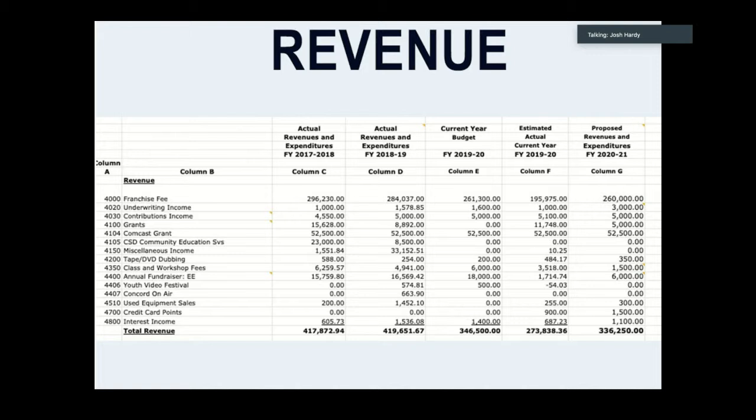Video festival zeroed, Concord on Air zeroed. Used equipment sales, we periodically rotate out equipment and sell it pretty cheap, so 300. Credit card points, this is a relatively new aspect where we get points on our credit card that can be used for a credit on our next statement. So I'm factoring in how many points we'd get if we use it for a whole year, because I've only been doing that for probably the past 5 or 6 months. Interest income set to 1,100, and I think we'll get to that.